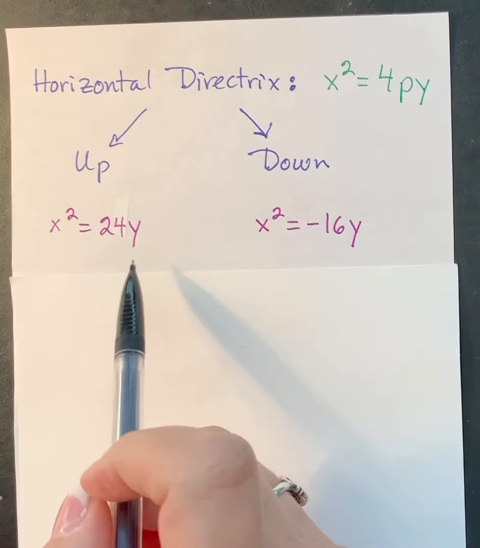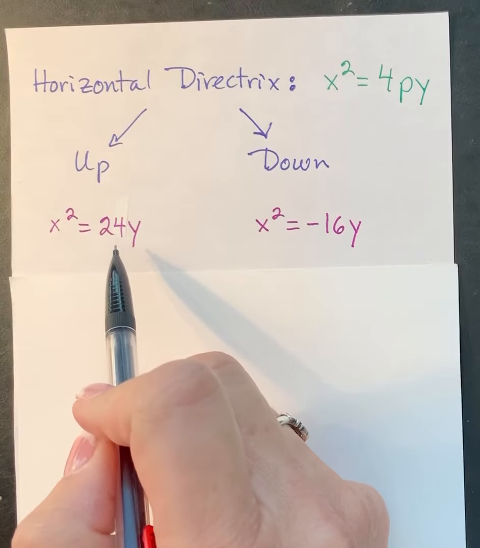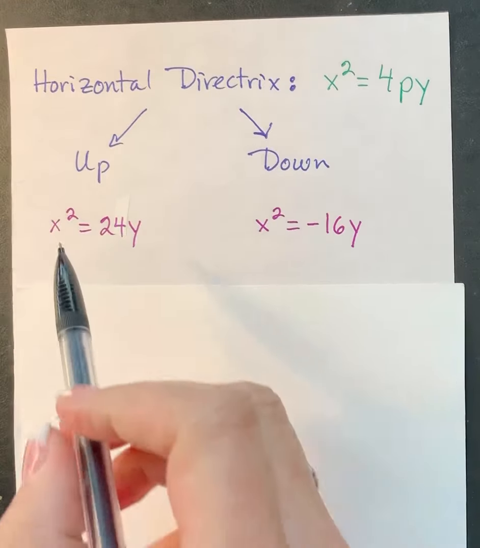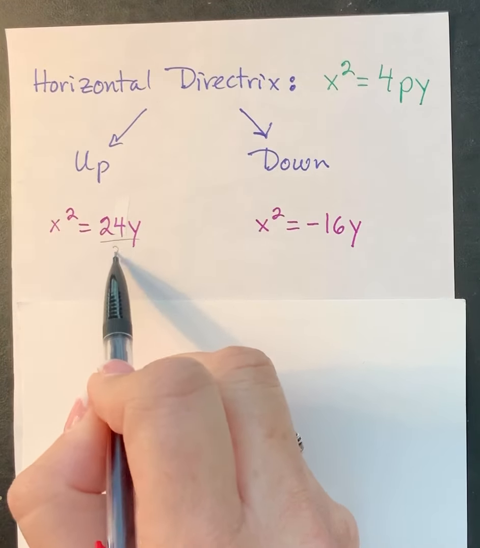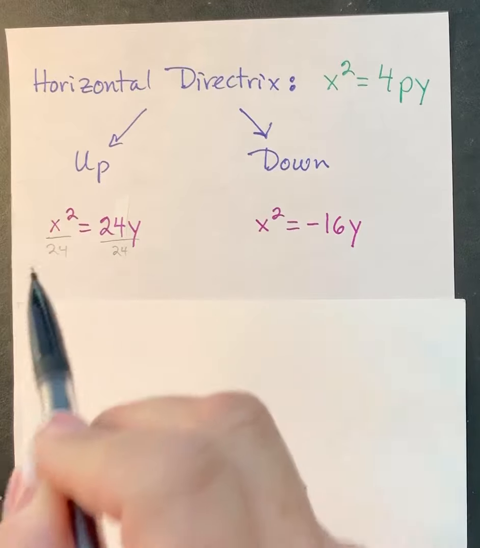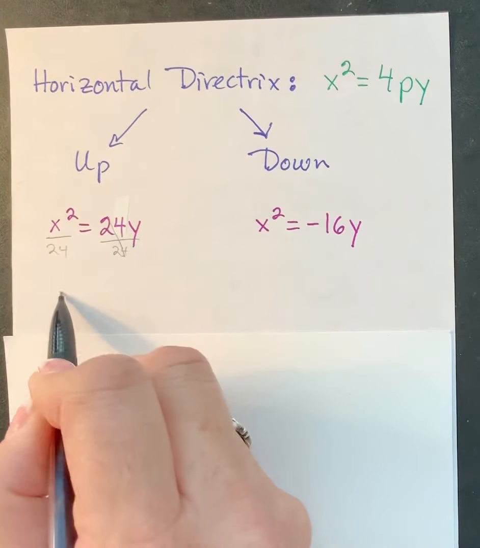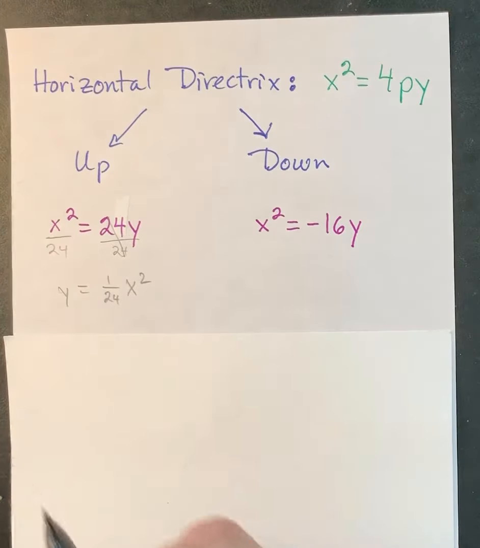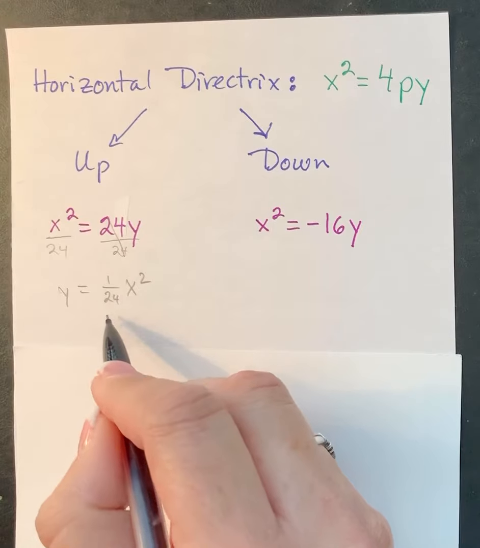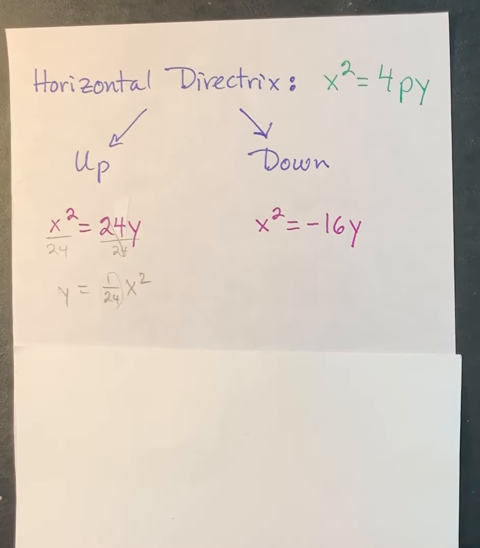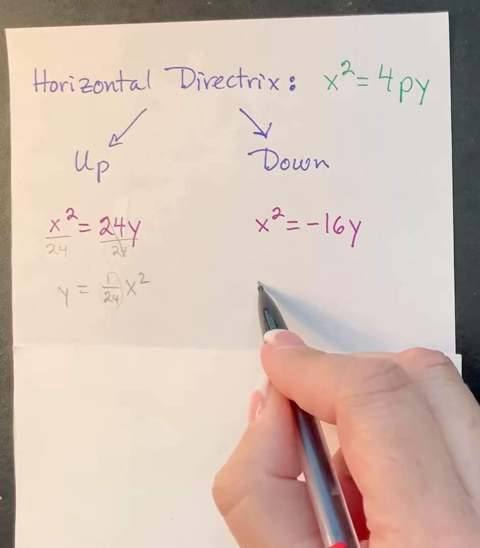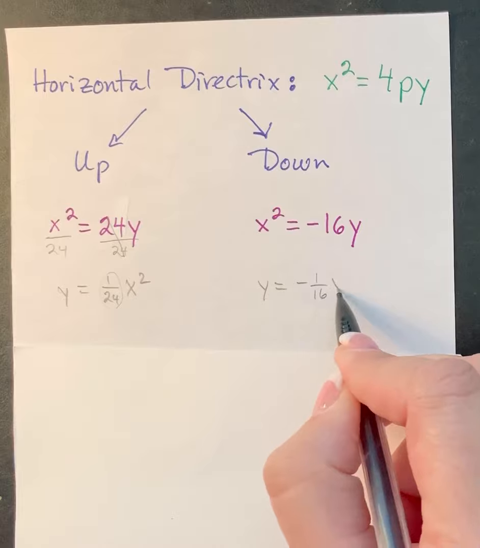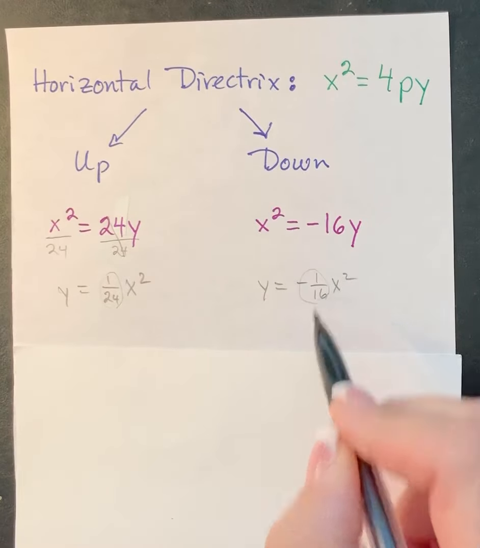Now, we've seen these before, it's just that the ones that we dealt with before were all functions, and usually we would solve the equation for y. If you took this equation and solved it for y, dividing by 24, you would have y equal to 1/24 times x squared. That's the form that we're used to before, and then we said that it had an a value of 1/24. Versus this one, if you solve it for y, you've got y equals negative 1/16 x squared. This had an a value of negative 1/16.